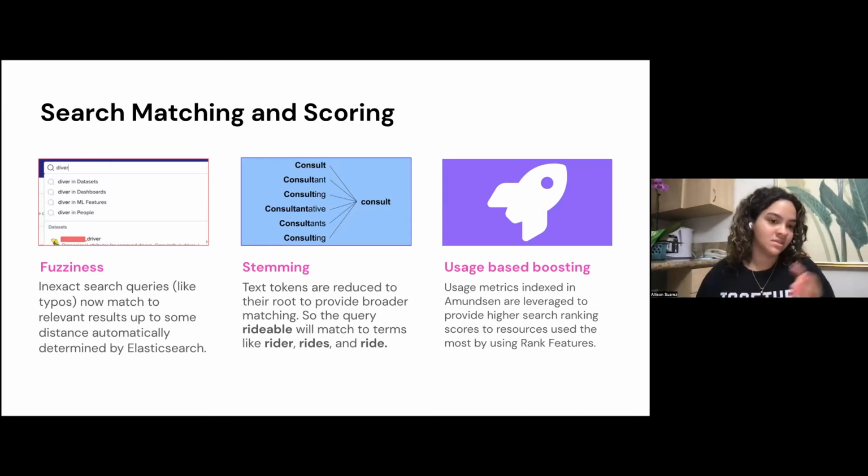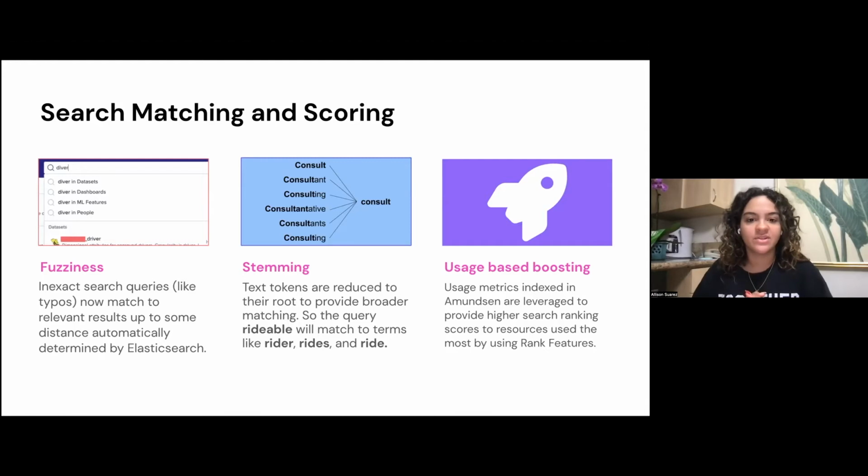For instance, in the example in the photo, you can see that I've written diver instead of driver, but the datasets still return driver because Elasticsearch now has a fuzziness distance, which gives you a little bit of wiggle room for typos and mistakes or just misspellings. The distance is automatically determined by Elasticsearch based on the length of that particular field, which is pretty cool, so we don't even have to worry about adjusting that.